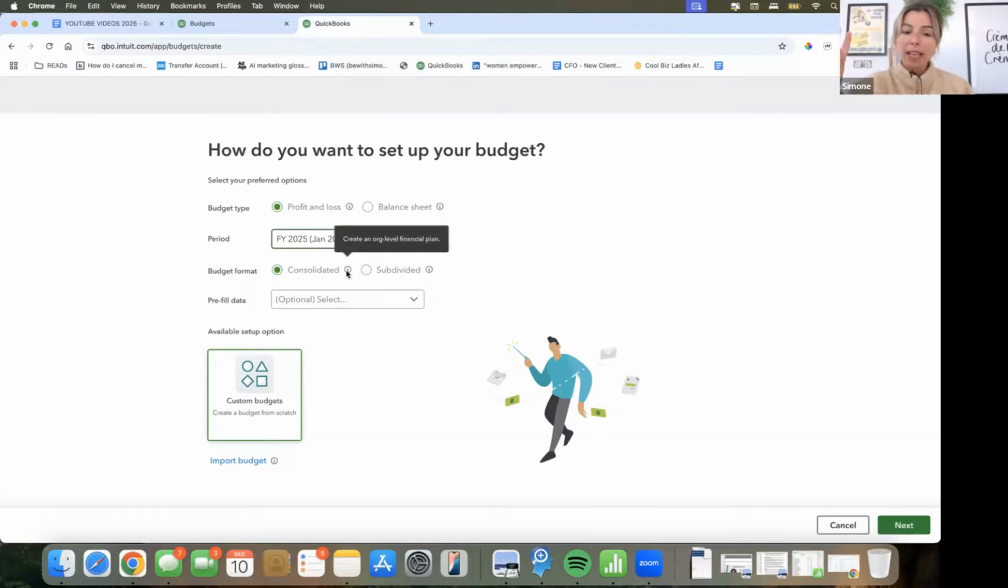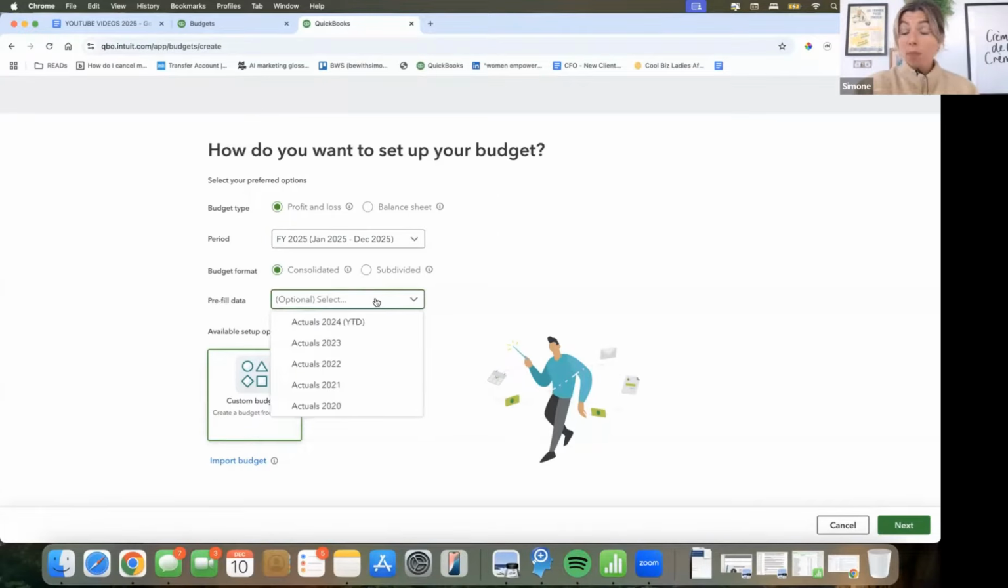So we're going to say it's consolidated. This is looking at it at an organizational level versus subdivided would be looking at it with different locations, different classes, different departments, right? So much more robust as you are building your business. We can pre-fill the data from the previous year or periods. If you already have been operating your business, you've already got it in QuickBooks, why wouldn't you use actuals and then have an idea about, how do I change this? How do I build it based off of where we're going, where we're meeting, right?